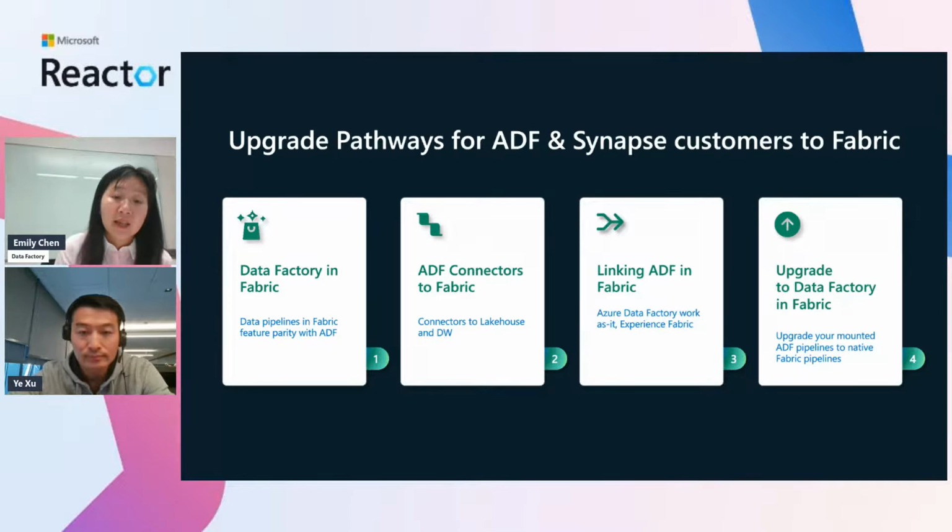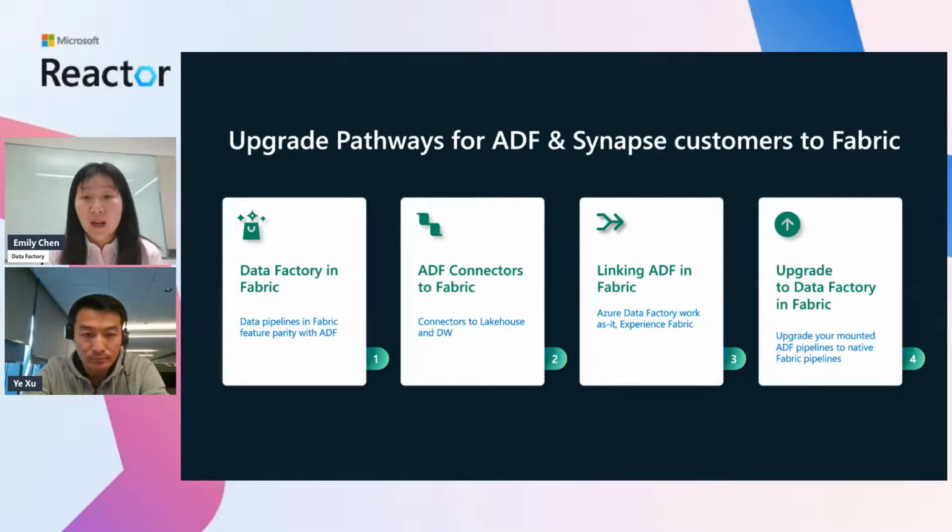So which means that when customers, you can direct your data to Fabric's OneLake without changing the source data, transformation logic, or orchestration. It just runs as it is. So simply connect to your lakehouse and the data warehouse.